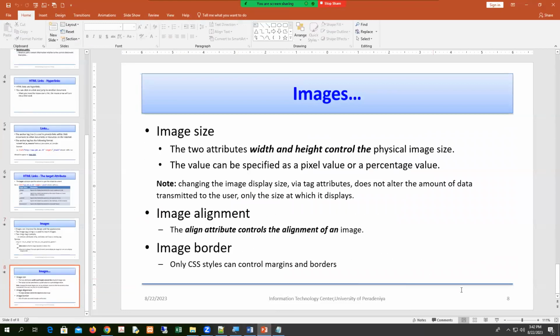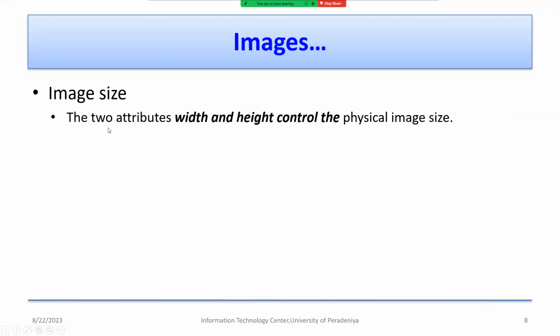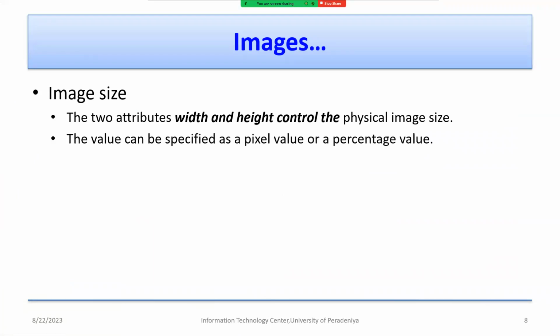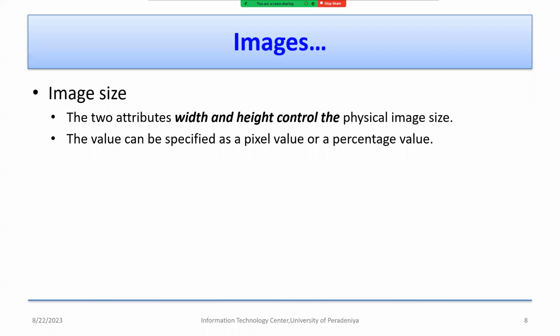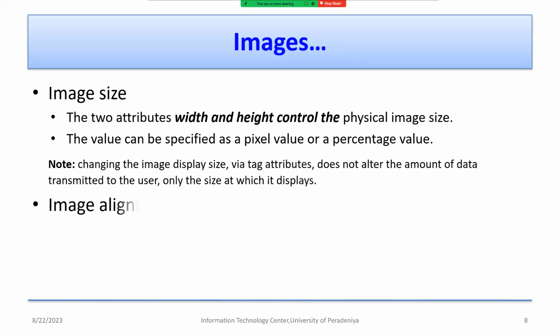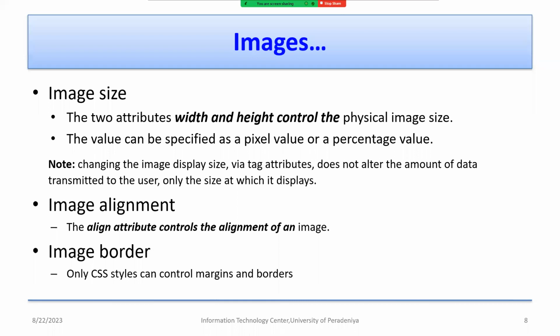There are some attributes. For example, you can set the image size. Basically there are two attributes, width and height. We can set the width and height as a percentage of the web browser, or in pixel values. And then the image alignment, so we can align your image to left or right. And we can set the image border using CSS.